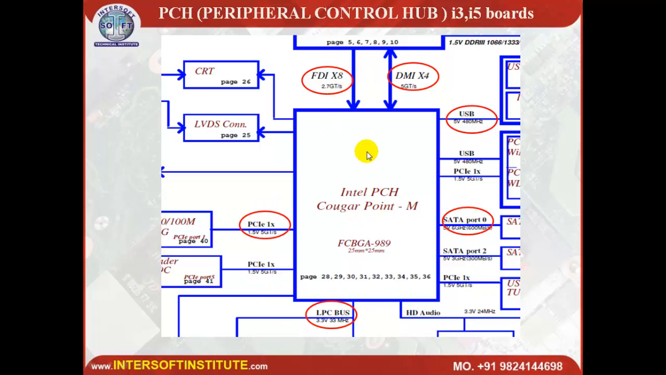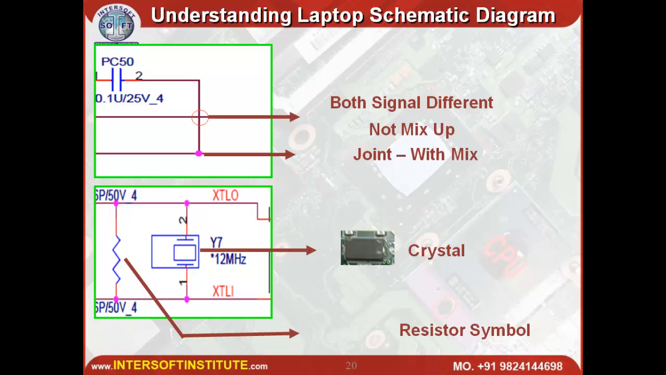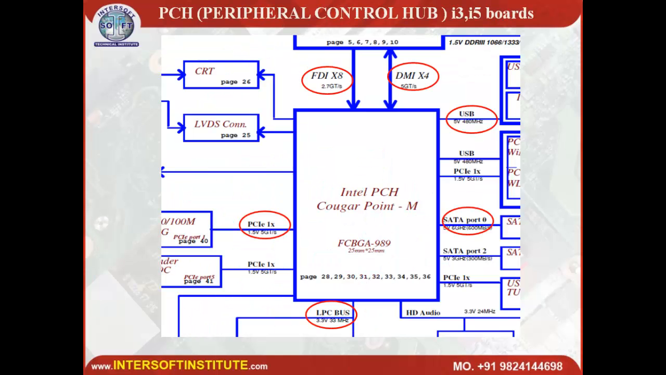You can see the connectivity, that is the FDI. These are the connection details: DMI, USB, SATA, LPC, PCI X1, PCI X2, PCI X16. These are the connection details. We will see these connections step by step afterwards.